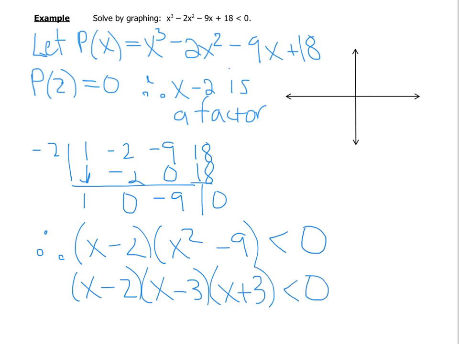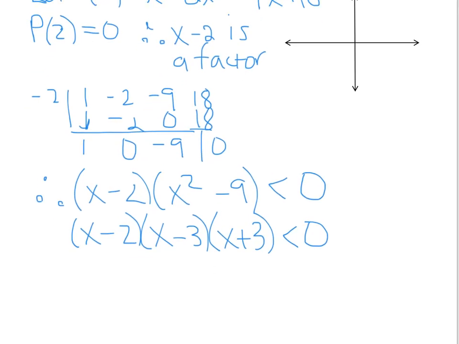Now we know that to sketch this, we need the x-intercepts. So we know that the x-intercepts are x equals 2, 3, and negative 3. Let's make a quick sketch of that. That's our 2. That's our 3. That's our negative 3. And we know the leading coefficient is positive and it's cubic, so we know it's going to look like this.